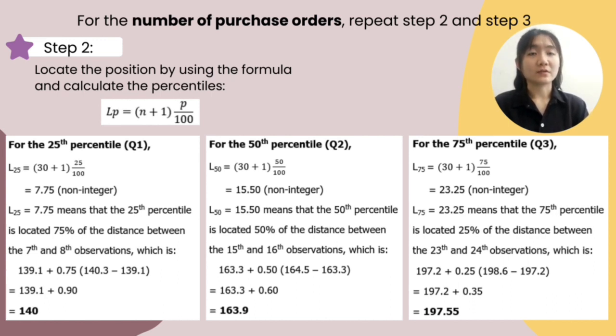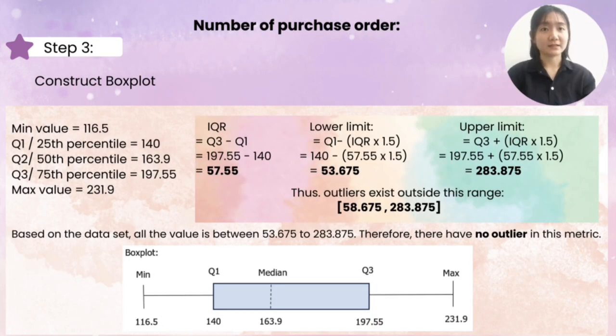Next, for the 50th percentile, which is quartile 2, the answer is 163.9. And for the 75th percentile, which is quartile 3, the answer is 197.55. Last but not least, the third step is to construct the box plot for number of purchase orders. So first, we need to know the IQR, which is 57.55, and the lower limit is 53.68.